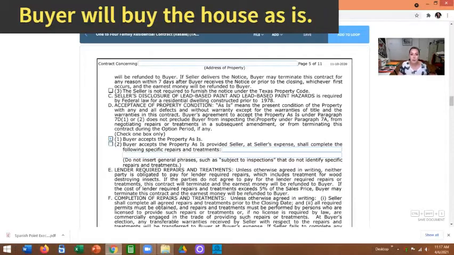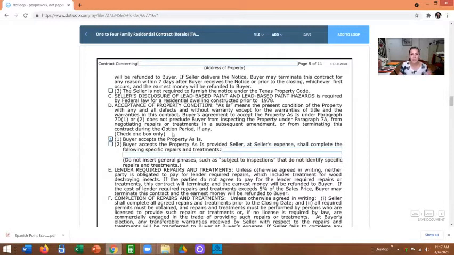This says that the buyer will buy the house as is. Now, they do have a termination option. That's that option that we talked about earlier. Just because you're checking as is does not mean that they will not try to renegotiate repairs during that option, okay? That's a given. Now, if the buyer only wants to ask for specific things, then they would check this number 2 and list those.